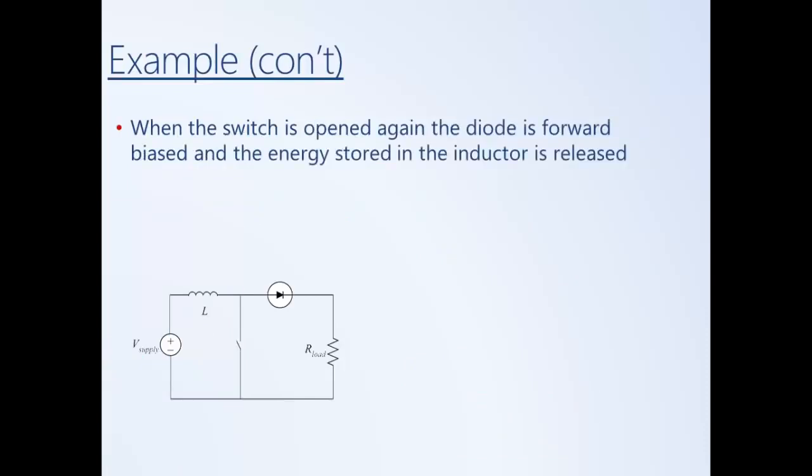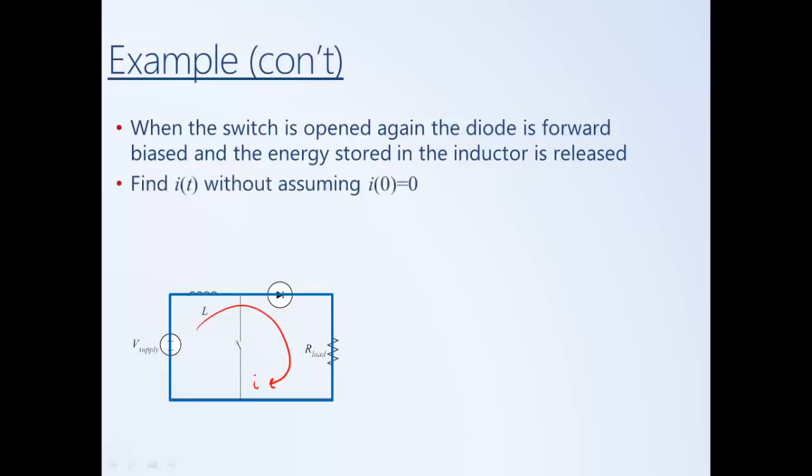Next, we want to look at what happens when the switch is then opened again. So when the switch is opened, the diode is forward biased and the current flows outside the loop because it can't flow through this middle branch any longer because the switch is open. So what we want to do is find I of t, in this case, in the off state when the switch is open.